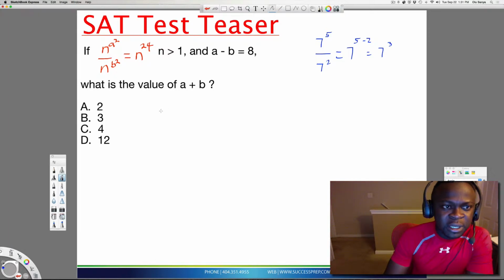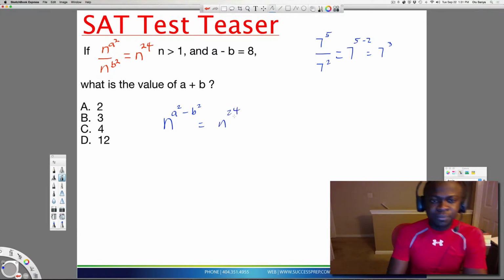So when I look at this, I have an n and n. The bases are the same, so I'll just pick n. And then I subtract the powers, which is a squared minus b squared. And all of this is equal to the right side, which is n equal to 24.